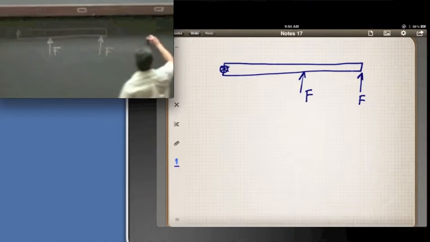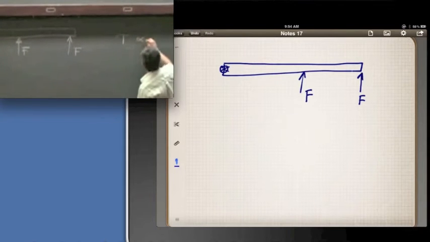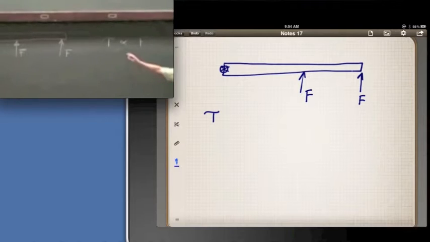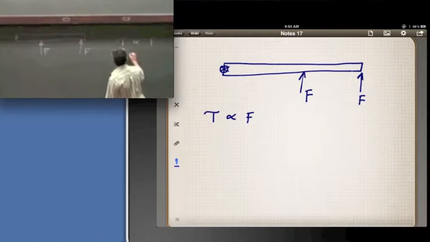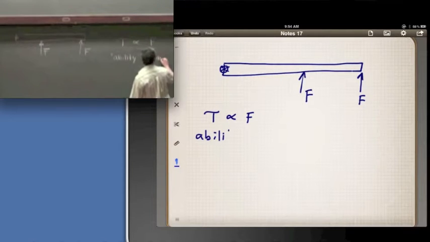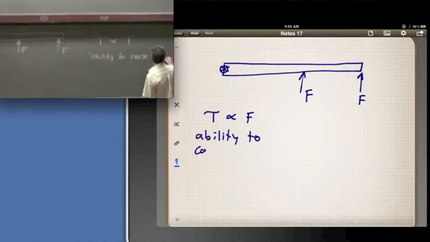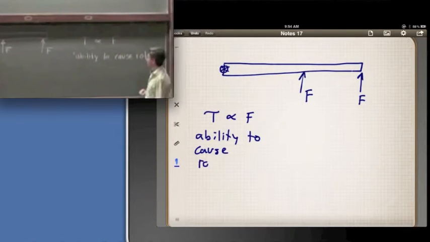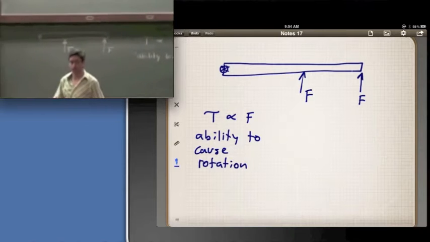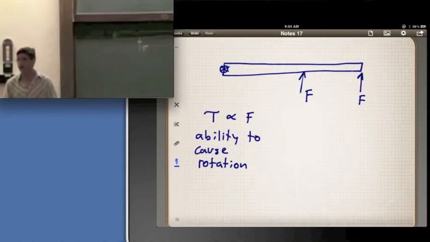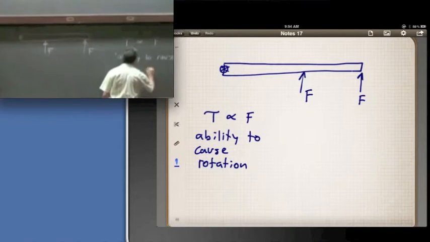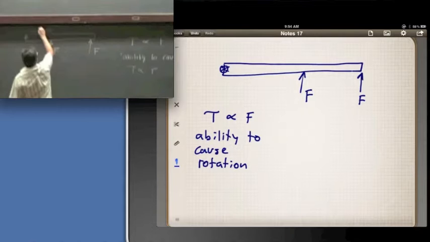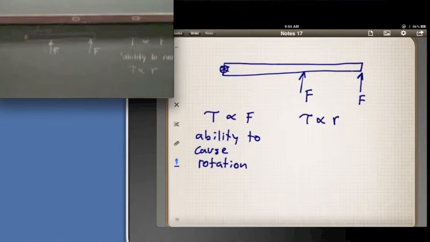So one thing that seems clear from your experience is that the torque is going to be proportional to the force, and we're talking about torque as some sort of ability to cause rotation. And the more force you apply, of course, the more torque you're going to have. But it should also depend on how far away from the axis of rotation you're applying the force.